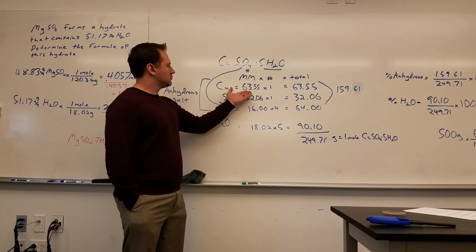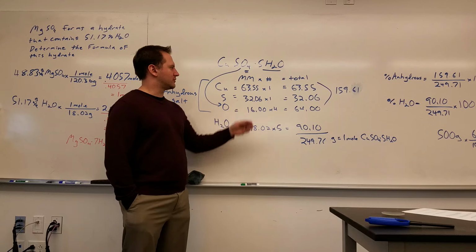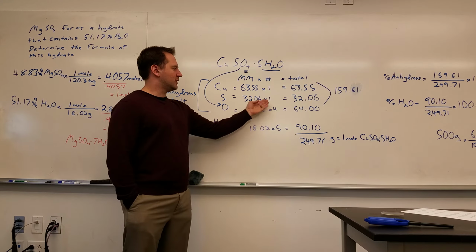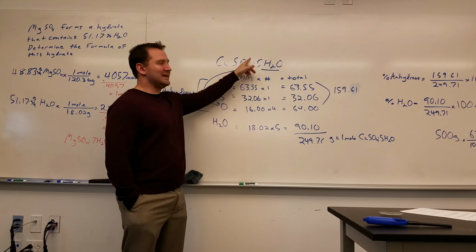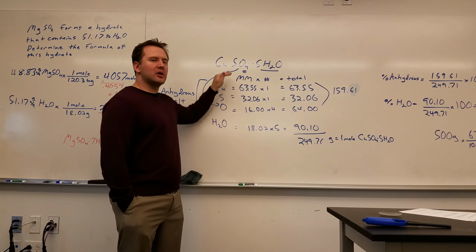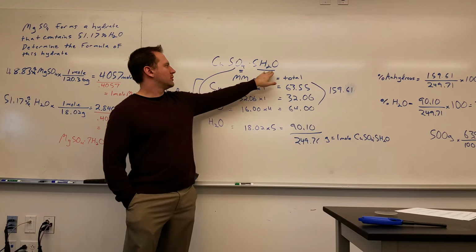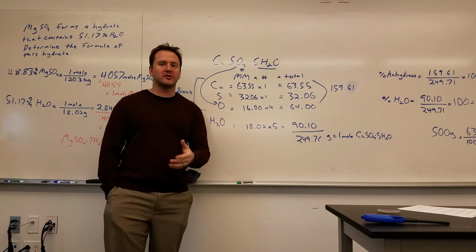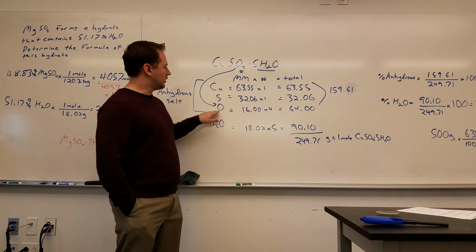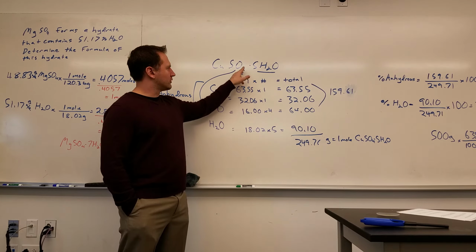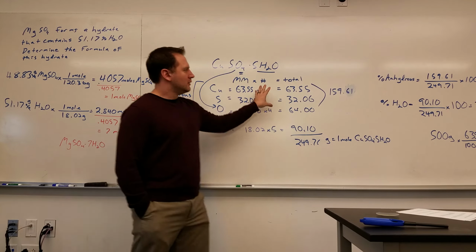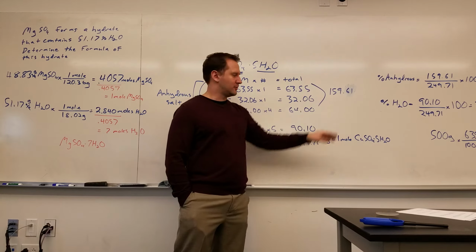So copper, molar mass, how many you have in the substance. Sulfur, molar mass, how many you have. Oxygen in the copper sulfate. I want to keep this oxygen separate from the oxygens in the water, just so I can look at water as its own animal. So oxygen 16 times the 4 that you have present in the compound. That gives you the molar mass of the anhydrous component.